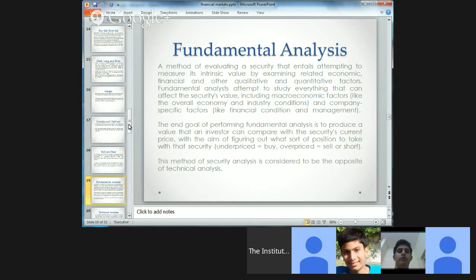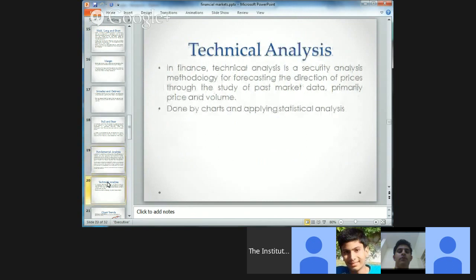And mostly fundamental analysts try to buy stocks of a particular company whose liquidation value is higher than what the stock price is in the market. So fundamental analysts basically look for sound companies, and mostly the mergers and acquisitions companies look into fundamental analysis more than a normal investor like us does.